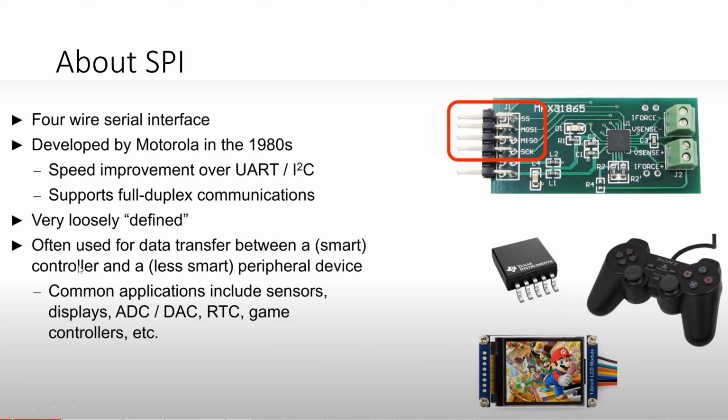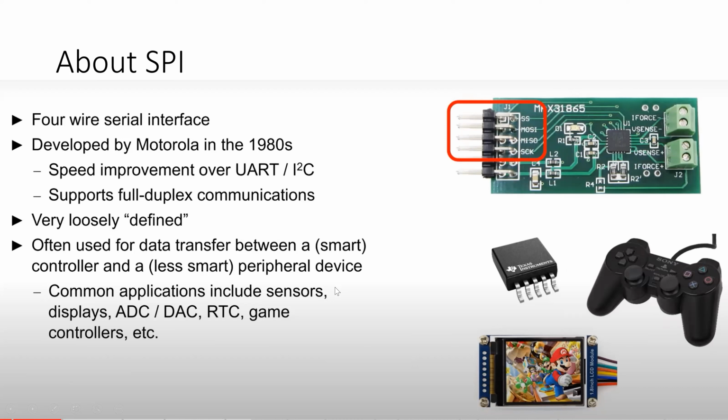SPI is often used for data transfer between a smart controller and a less smart peripheral device. A smart controller, in the sense, is the microcontroller, and this is the microcontroller. Between these two, this is the smart device, and this is a very less smart device. It's just a motion controller, right? We are just using the joystick to operate the gaming control on the screen. We'll consider this joystick as a less smart device, and this microcontroller as a very smart device. To make communication between these two, we are using SPI, right?